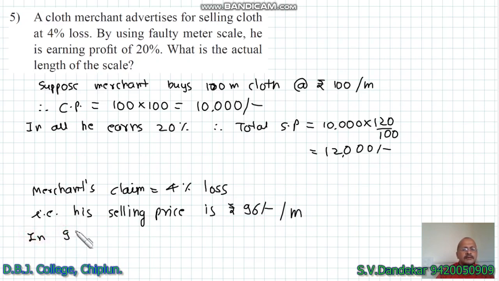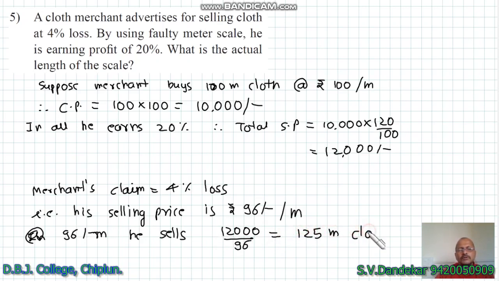At the rate 96 per meter, he sells 12,000 divided by 96 equal to 125 meter of cloth.